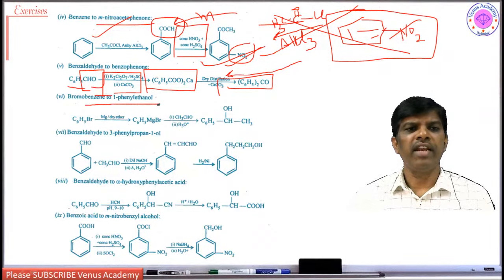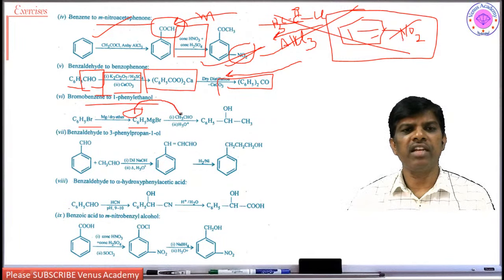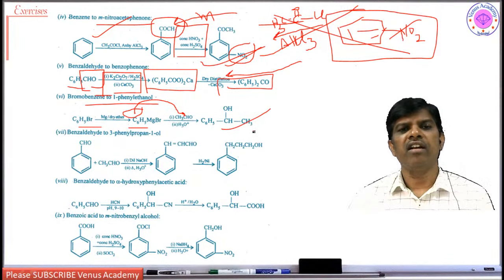Bromobenzene to 1-phenyl ethanol. This is bromobenzene, Grignard reagent. Then this Grignard reagent, when you treat it with acetaldehyde, nucleophilic addition takes place on this carbonyl carbon to give this hydroxy phenyl ethanol.